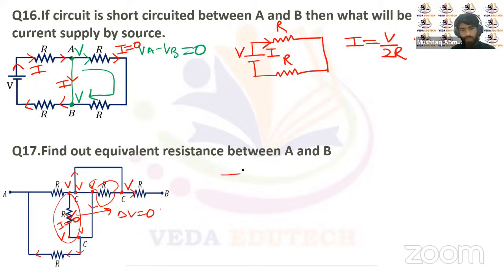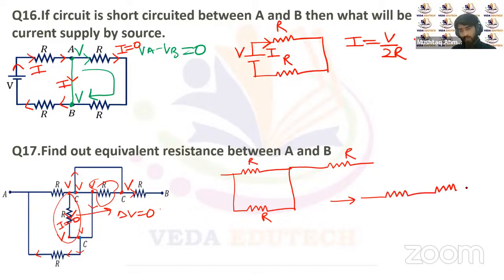Or we can redraw this circuit like this. This is R here. This is the resistance R. This will be another resistance R here. And we are left with this resistor, R. I can see here, these two resistors are parallel to each other. Their equivalent will be R by 2, right?